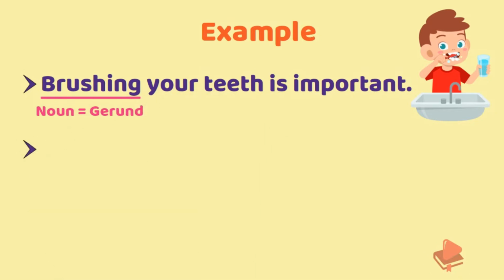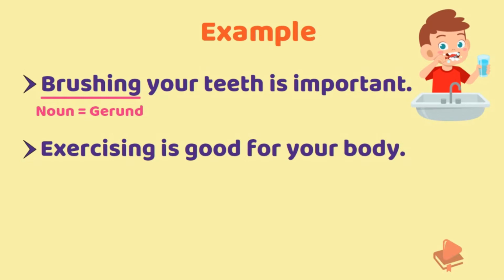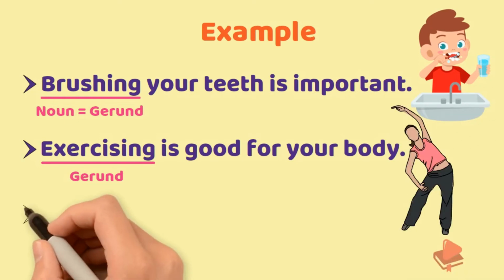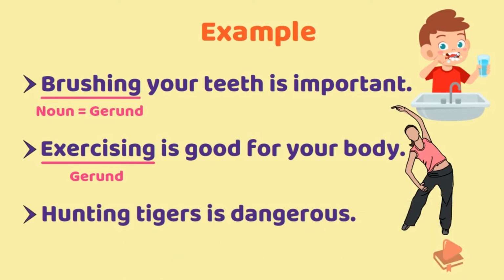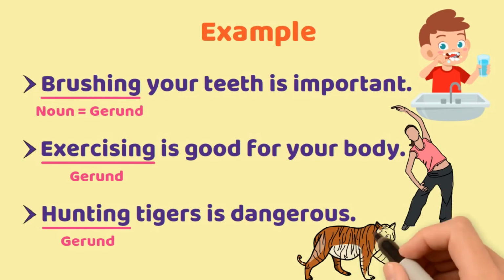Let's understand with one more example. Exercising is good for your body. In this sentence, exercising is a gerund because it acts as a subject in the sentence. Hunting tigers is dangerous. In this sentence, hunting is the gerund because it acts as a subject in the sentence.